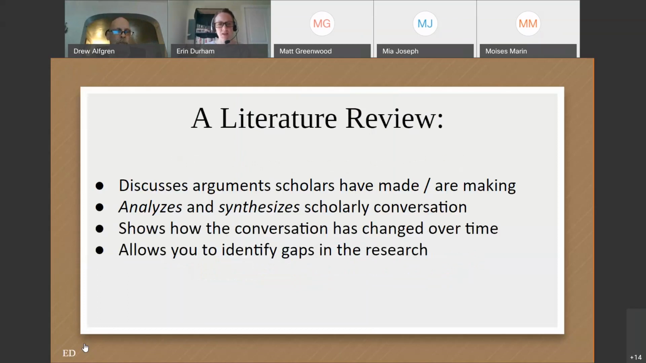All right. So the type of literature review we're talking about is different from a systematic review. That's comprehensive: all the literature out there, trying to find points, as Drew was mentioning. The literature review we're focused on is situating your own research within the scholarship and the conversations that are happening. So a literature review will discuss arguments that scholars have made and are making. It's also going to analyze and synthesize that, and provide some evaluation, and it's going to provide you with a path to show how your research matters, what's significant about your contribution.